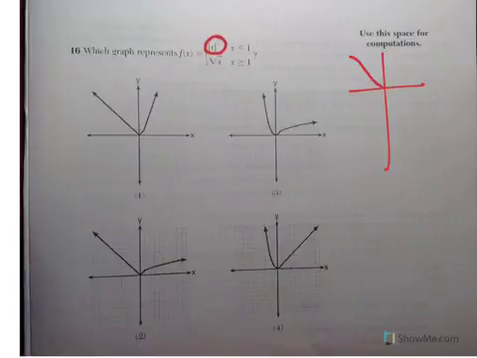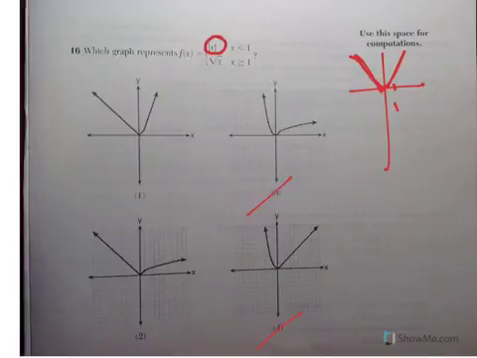This looks like a v, okay? When x is less than 1, okay, so we'd stop about here, which means it has to be either choice 1 or choice 2. Choice 3 and 4 are not the v, that's more of a u, like a parabola.